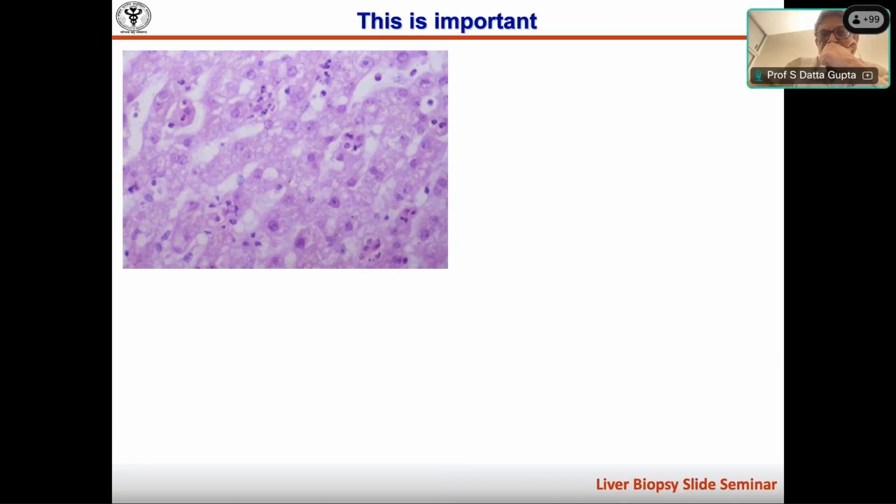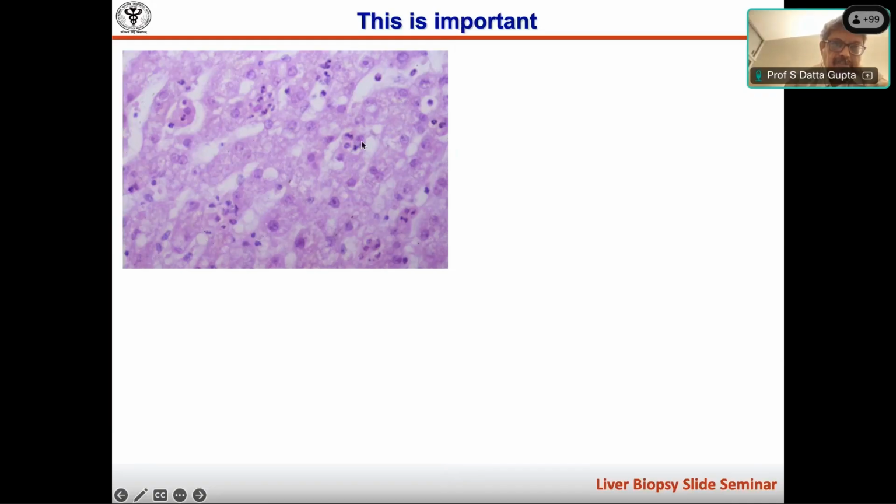Spotty necrosis. Okay. Microscopic steatosis. Okay. Well, there is neutrophilic infiltration, and here it's not in the sinusoids, it's in the hepatocytes. Therefore, all those who said spotty necrosis, we would agree. But they are all neutrophils.